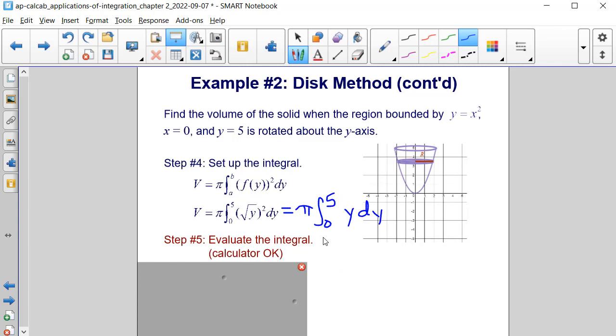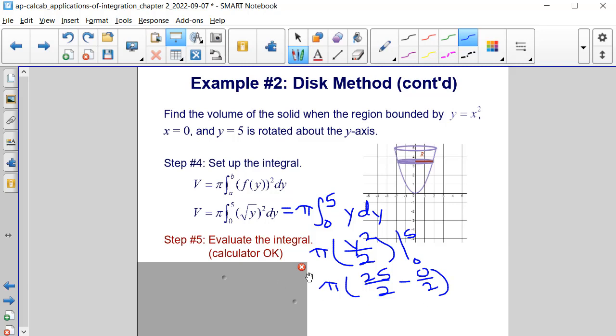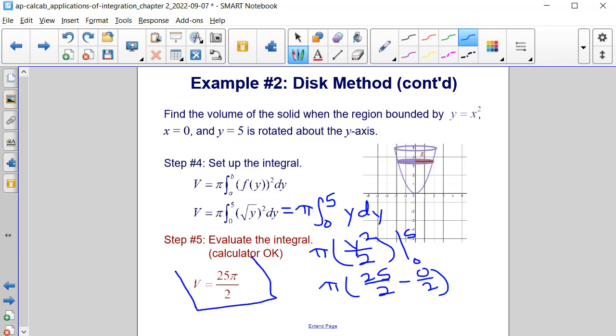And step number 5 is to integrate and evaluate. So if we integrate y with respect to y, we'll end up getting y to the second over 2. We still have the pi out in front, but then we're going to evaluate this integral y squared over 2 from 0 to 5. When we do that, we'll have pi times 5 squared is 25 over 2 minus 0 squared over 2 is 0. So we end up getting pi times 25 halves, or 25 pi over 2 as our final answer.